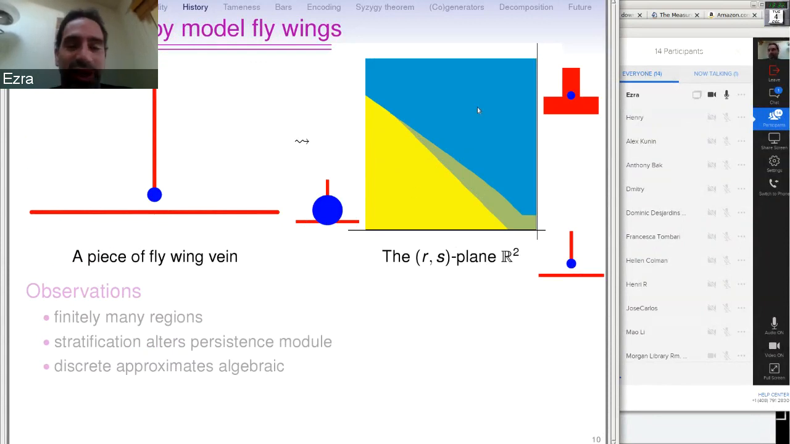And just for Henry's question, if you look at the map from the vector spaces here to the vector spaces here, then it's a rank 2 map because it takes a three-dimensional thing surjectively onto a two-dimensional thing.